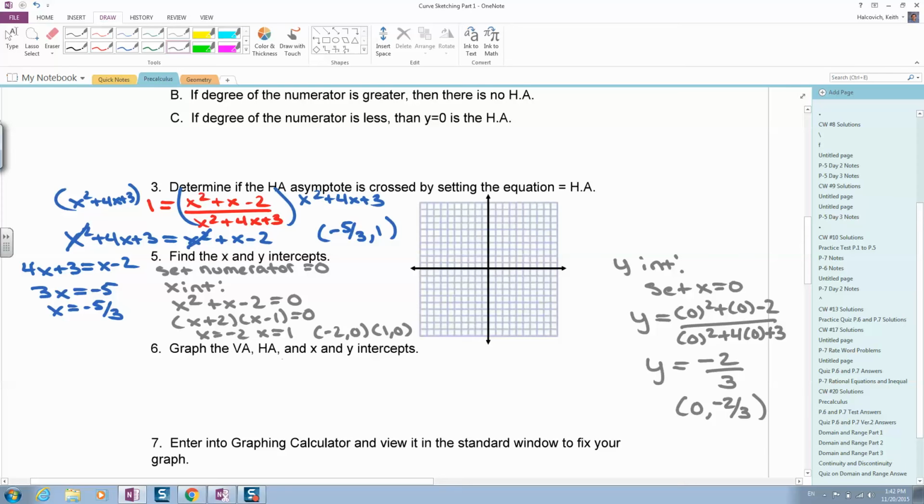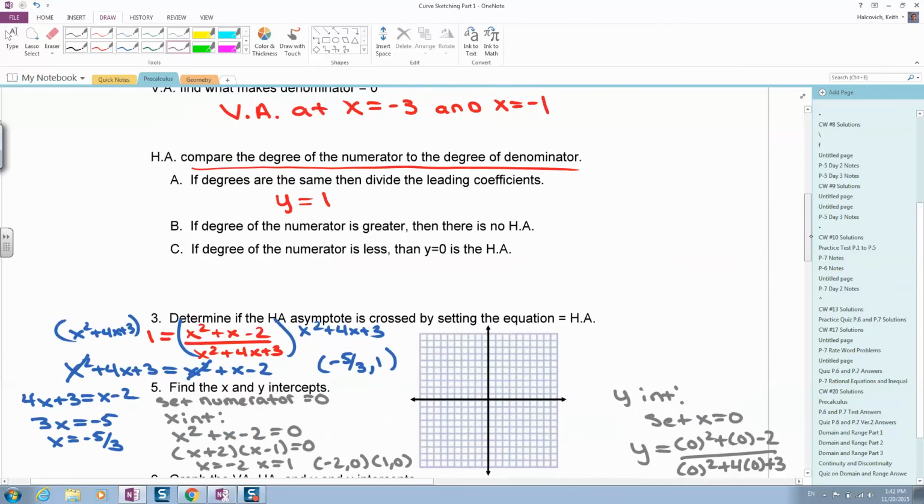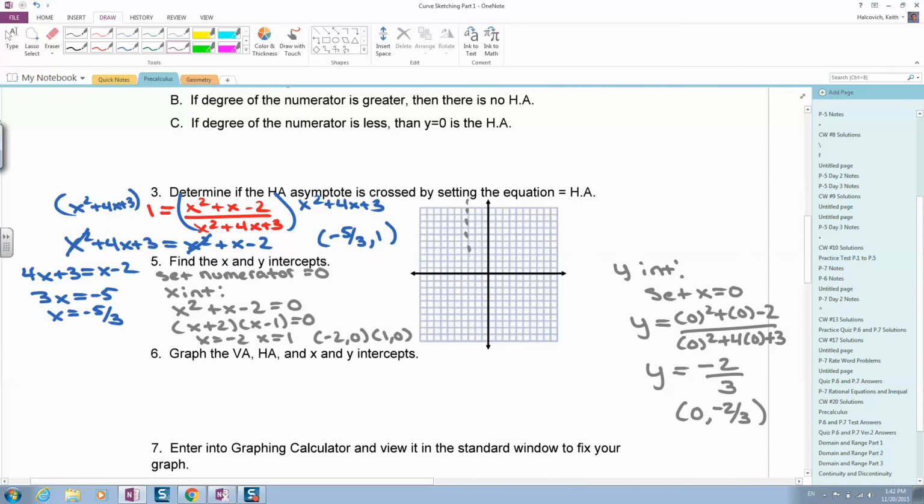So now we're going to graph the vertical asymptote, horizontal asymptote, and the x and y intercepts. So the vertical asymptotes are at -3 and -1. The horizontal asymptote is at y equals 1. The x-intercepts are at -2 and +1. The y-intercept's at -2/3, which is right here.